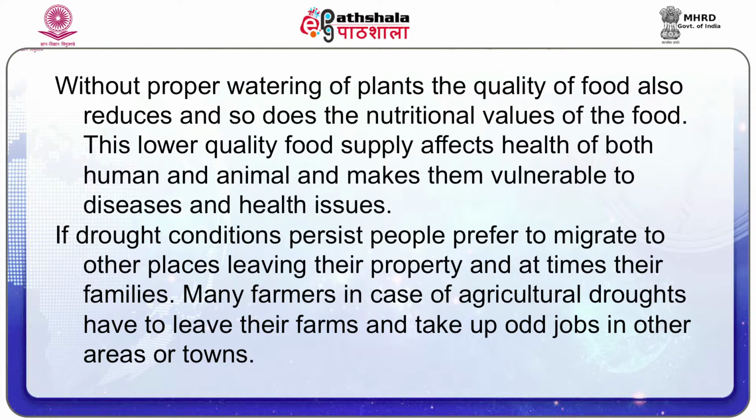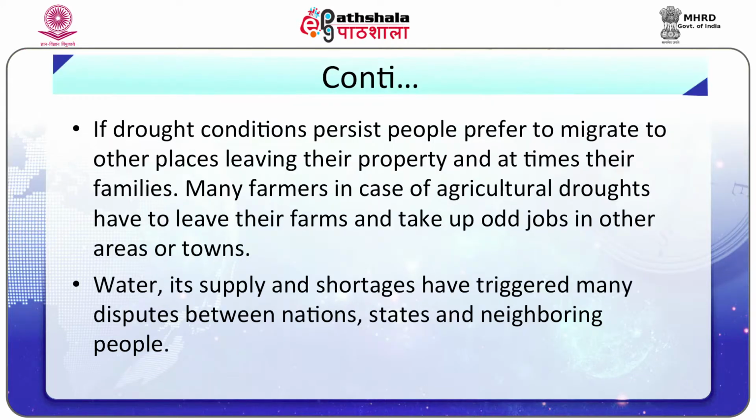If drought conditions persist, people prefer to migrate to other places, leaving their property and at times their families. Many farmers in case of agricultural drought have to leave their farms and take up odd jobs in other areas or towns. Water, its supply and shortages have triggered many disputes between nations, states and neighboring people.